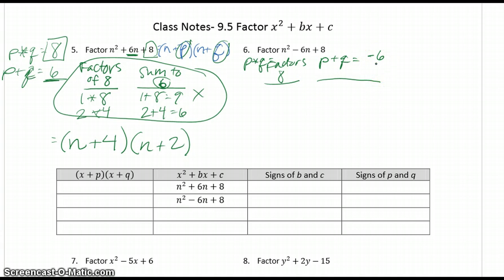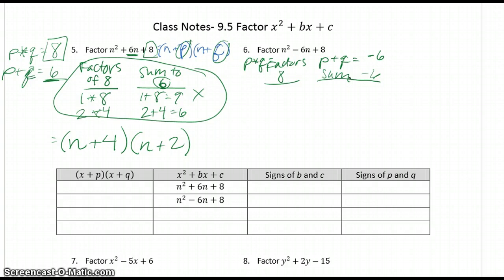What has to be true about p and q for them to add up to something that's negative? At least one of them has to be negative, right? But when we multiply p and q together, do we get a positive or negative answer? p times q gives us positive 8.